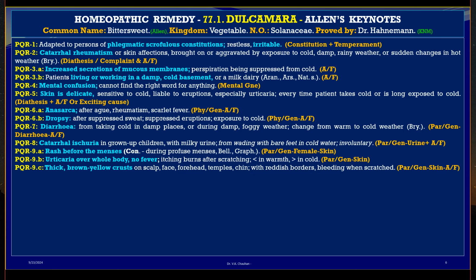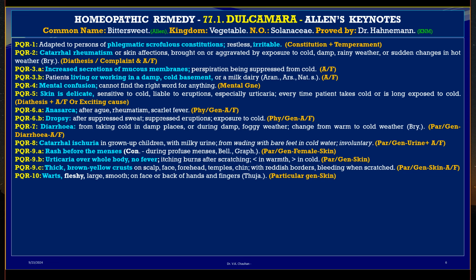We have PQR 9C, belonging to skin only. Thick brown-yellow crusts on scalp, face, forehead, temple, chin with reddish borders, bleeding when scratched. So this kind of lesions comes in the facial region. It is a kind of streptococcal infection, impetigo contagiosa. We are talking about impetigo contagiosa here. So it is an expression of that particular entity. It is a pyogenic infection of the skin.